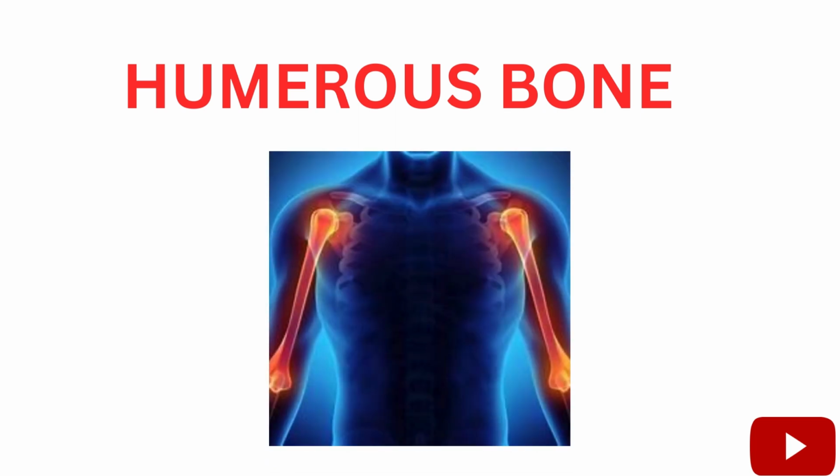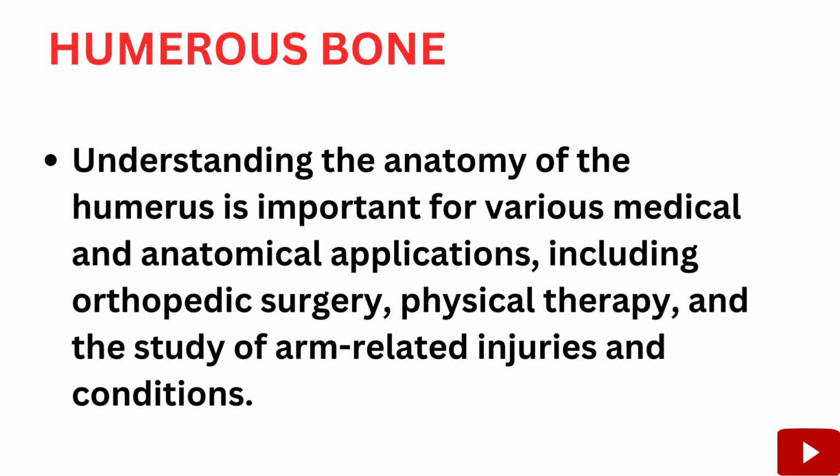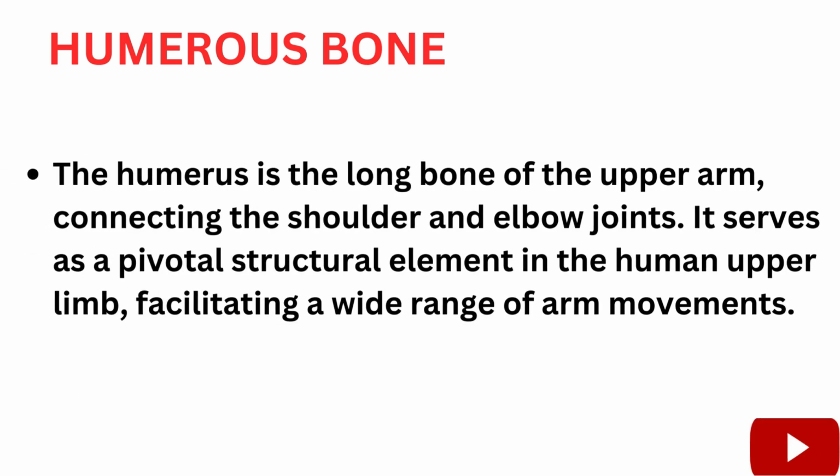Understanding the anatomy of the humerus is important for various medical and anatomical applications, including orthopedic surgery, physical therapy, and the study of arm-related injuries and conditions. The humerus is the long bone of the upper arm, connecting the shoulder and elbow joints. It serves as a pivotal structural element in the human upper limb, facilitating a wide range of arm movements.